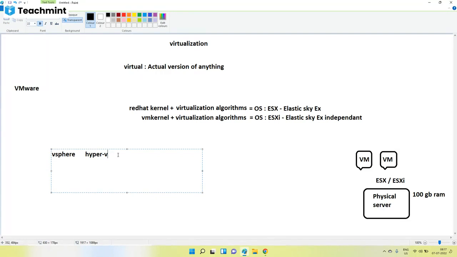Okay, server virtualization technology: there is vSphere and there is Hyper-V. Both will help you to create virtual machines. If you learn both, there are a lot of job opportunities on both technologies. Both are easy, both are GUI. Something like this, then you will be confused again, right?